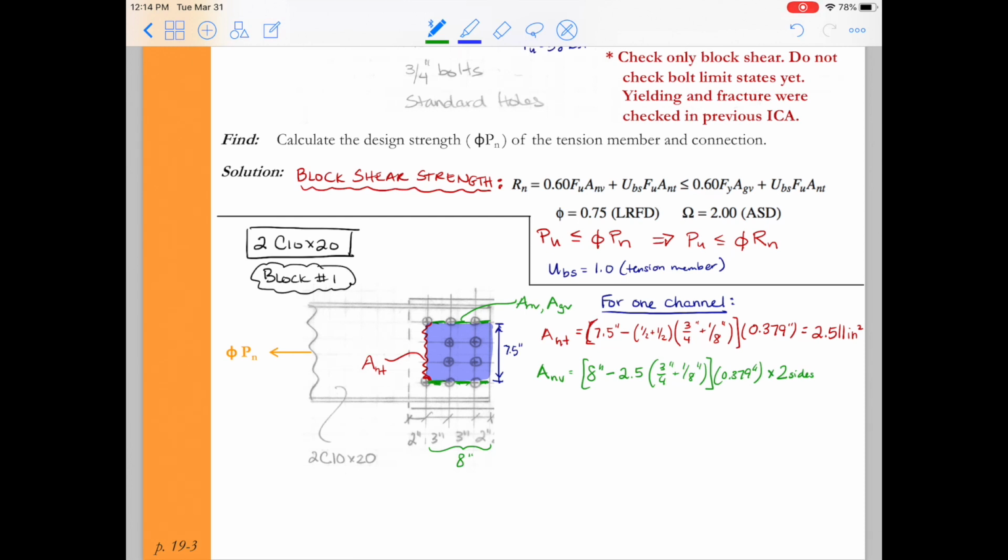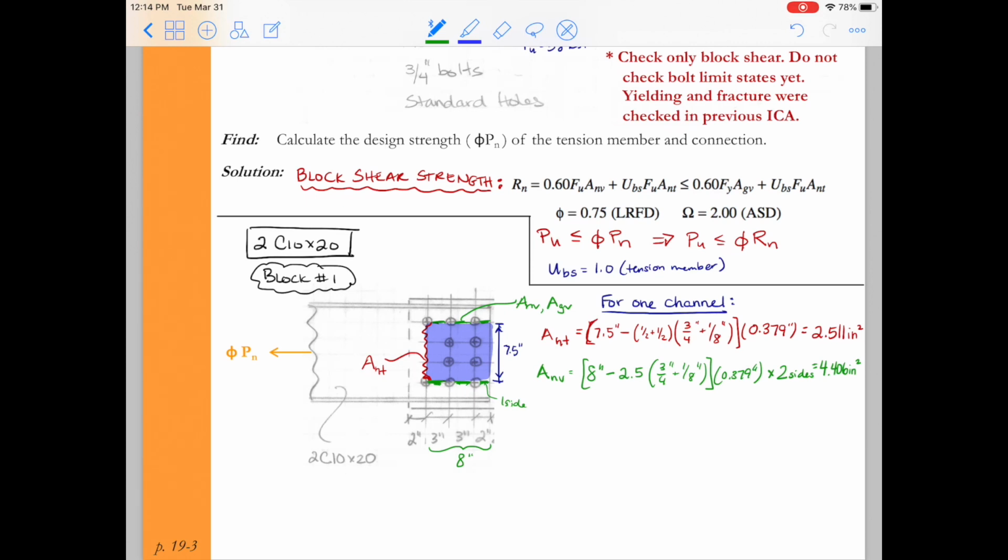Now I'm going to multiply this by 2 sides because in the block that I've drawn, I have 2 green lines, 2 longitudinal green lines there. So I have the top green line and the bottom green line. So that gives me 2 sides, okay? So that comes out to a total of 4.406 inches squared.